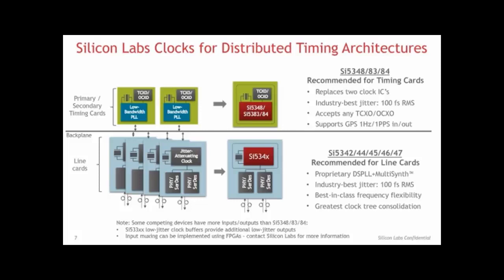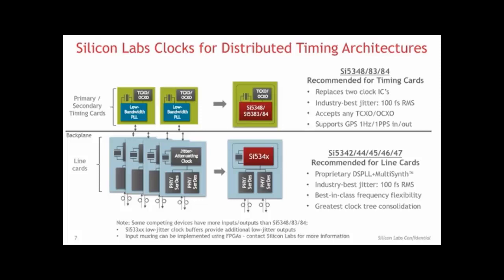In addition, the 5348, 83, and 84 support 1 PPS or 1 Hz clocks, which are often used on timing cards for phase alignment. For the line cards, the 5342 through 47 devices have the industry's best jitter performance. This is critical for any design that supports data rates of 10 gigabits per second and higher. The embedded multisynths are also useful for generating clocks for other components on the line card.